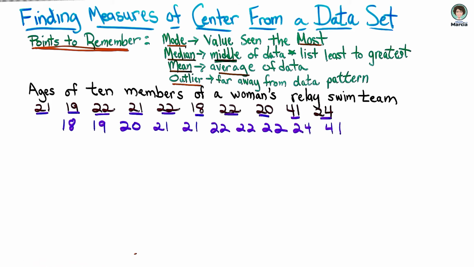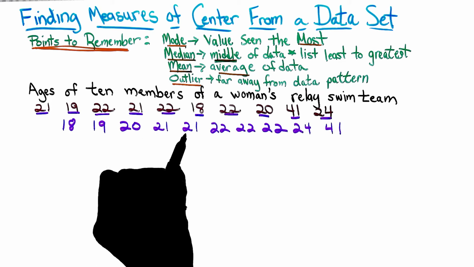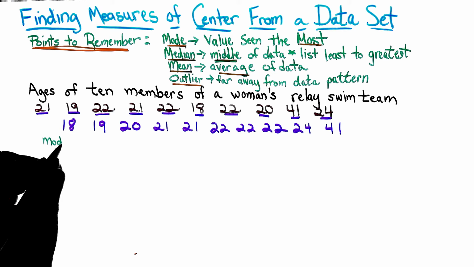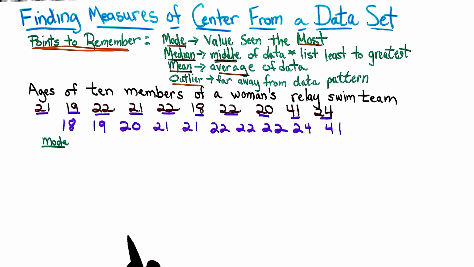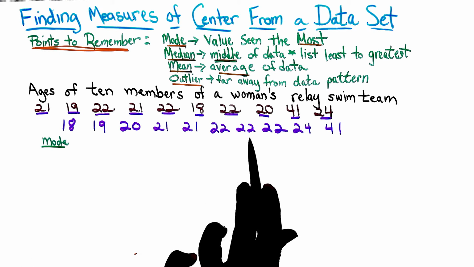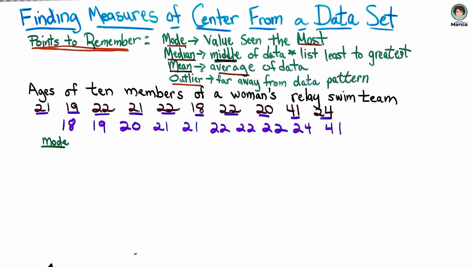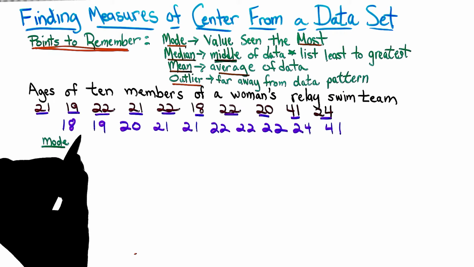I'm going to count to make sure I have 10 listed: 1, 2, 3, 4, 5, 6, 7, 8, 9, 10. So we're good to go. When we're looking at this, I'm looking to see, is there a mode? Is there a value that you actually see the most? As I'm looking at my numbers that are listed, notice I had three 22s. So I know that my mode is going to be 22.